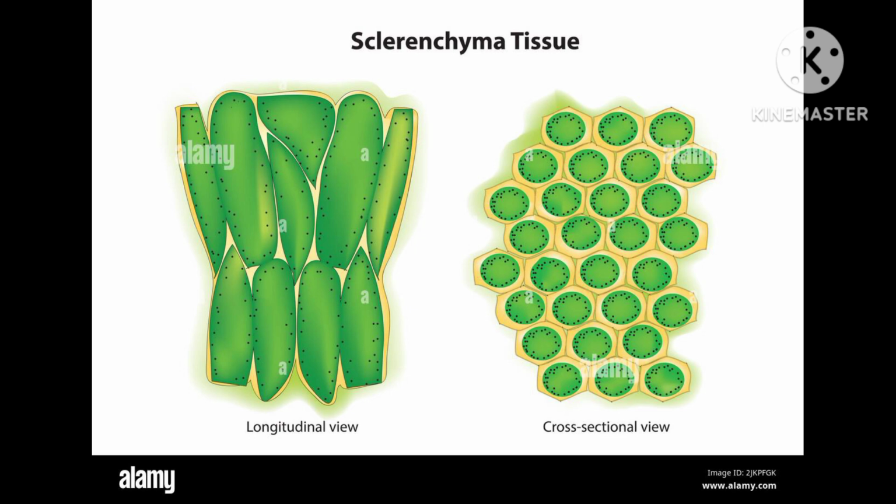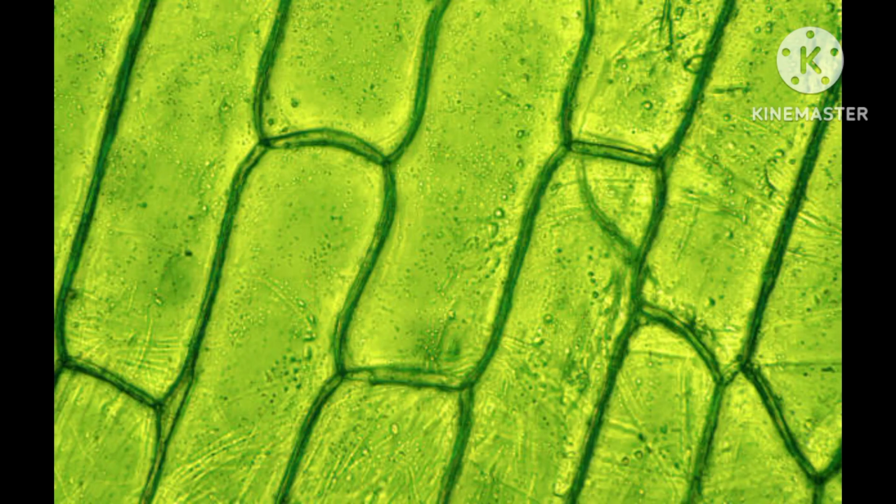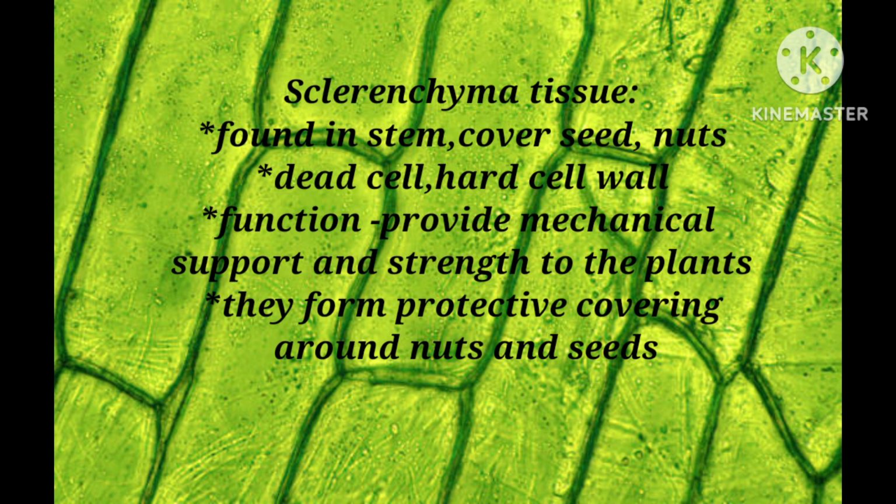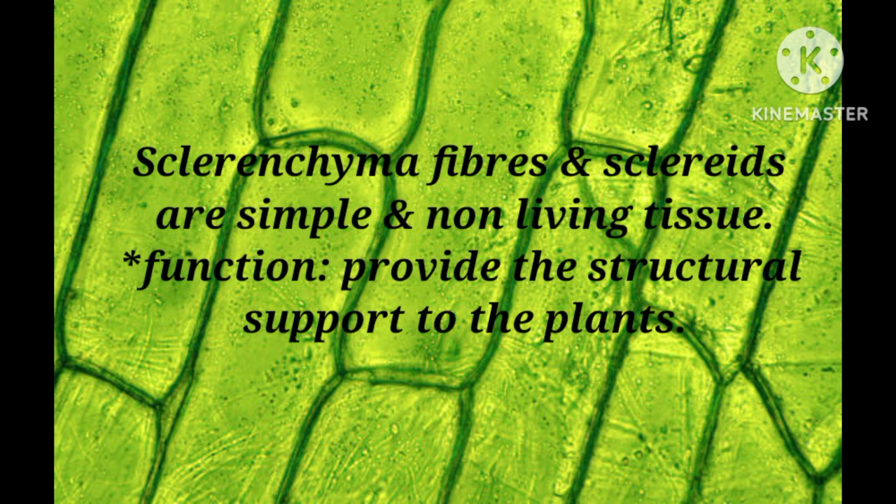This is the picture of sclerenchyma tissue. Sclerenchyma tissue is found in stem, seed covers and nuts. Its main function is to provide mechanical support and strength to the plants. They form a protective covering around nuts and seeds. Besides this, sclerenchyma is of two types, sclerenchyma fibers and sclerenchyma sclereids. These fibers and sclereids are simple, non-living tissue. Their main function is to provide structural support to the plants.